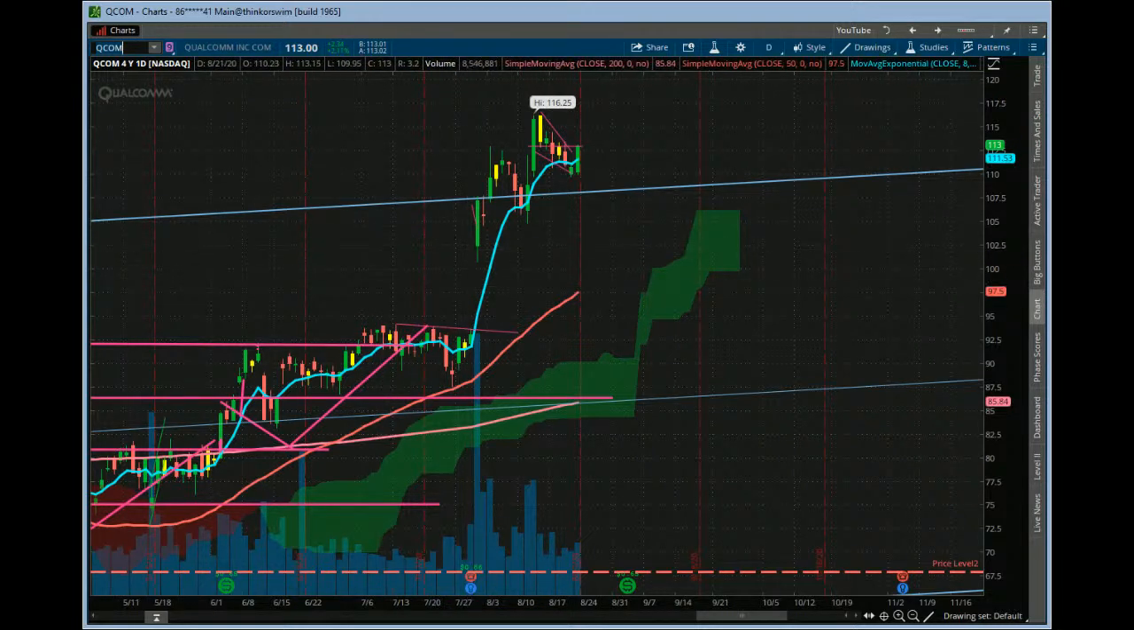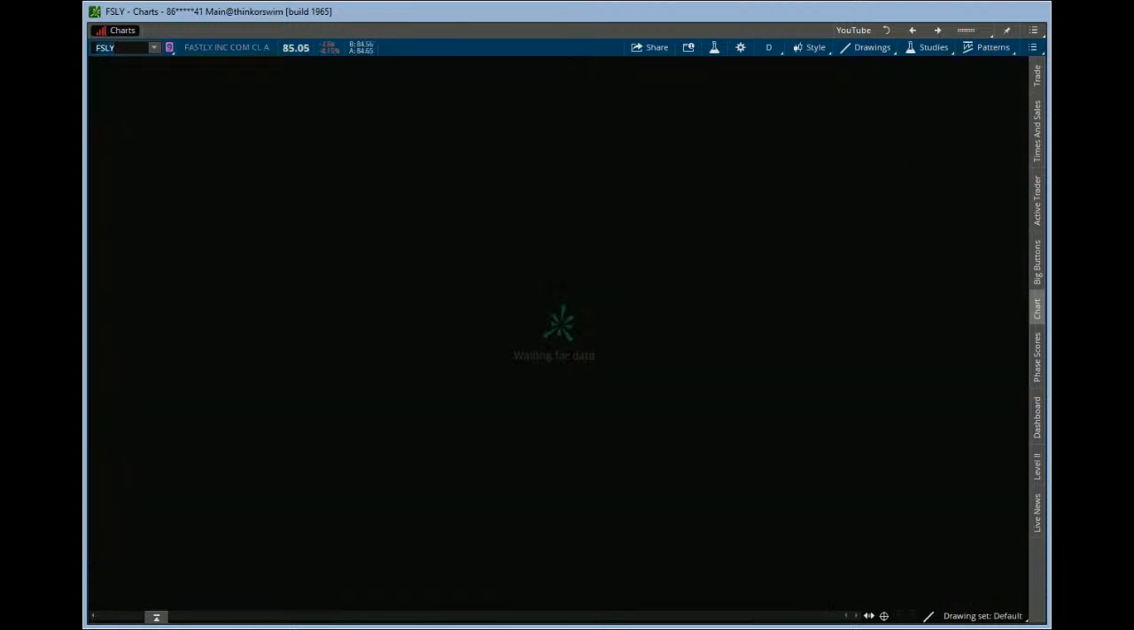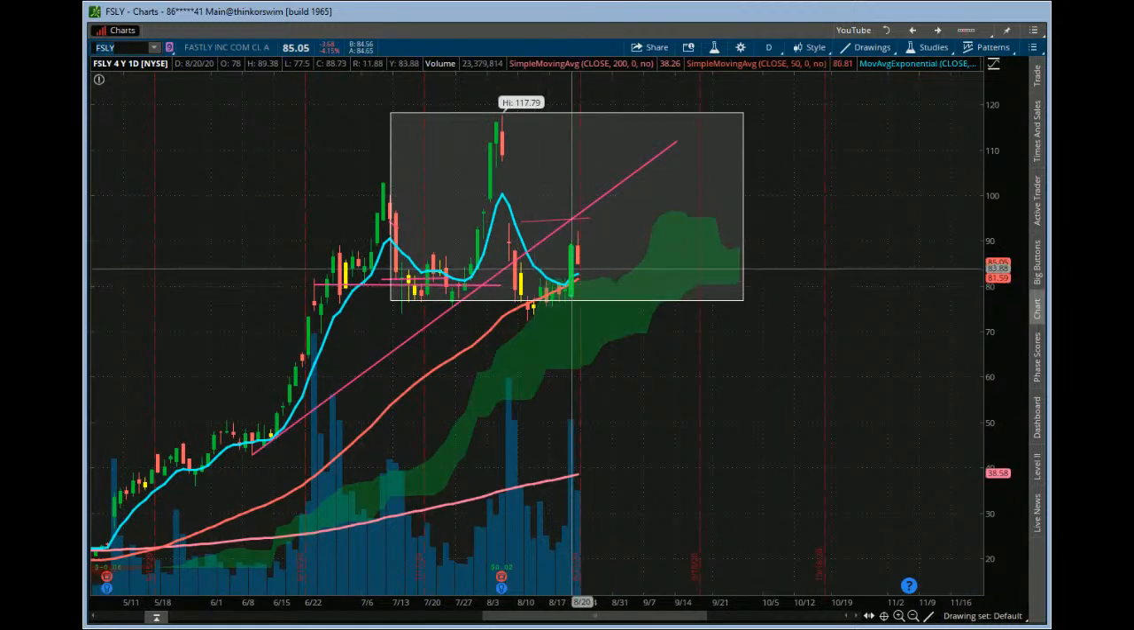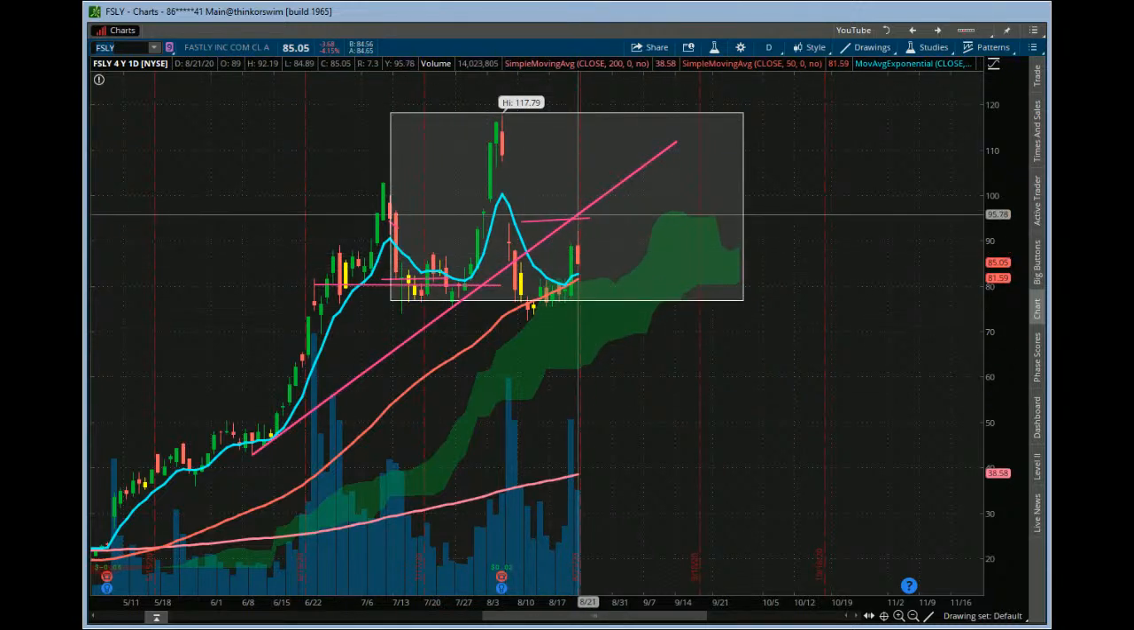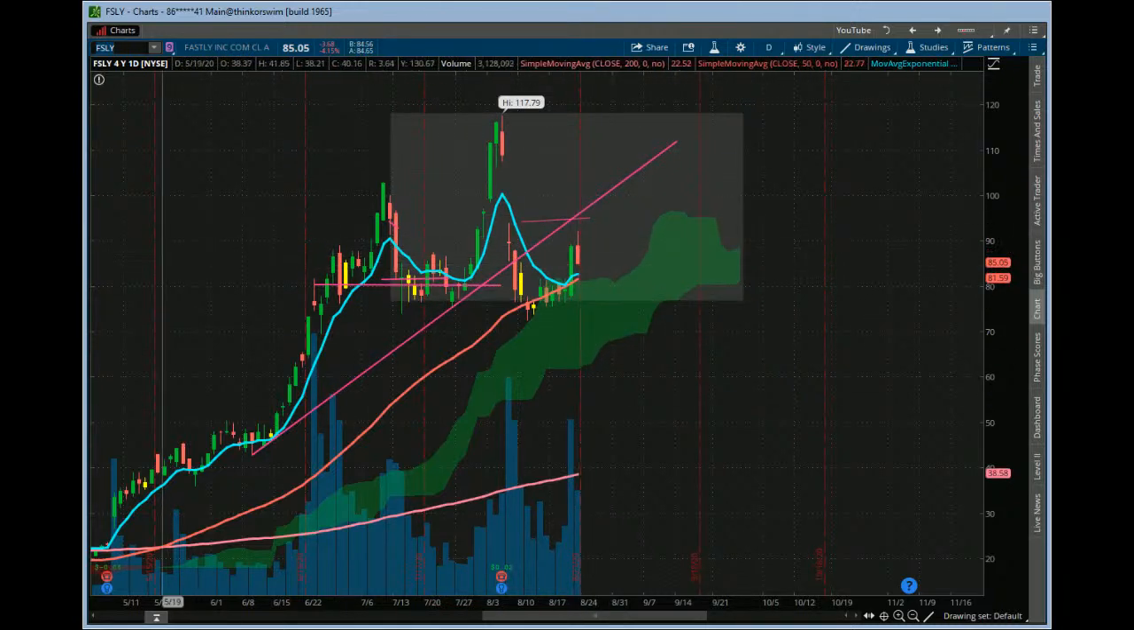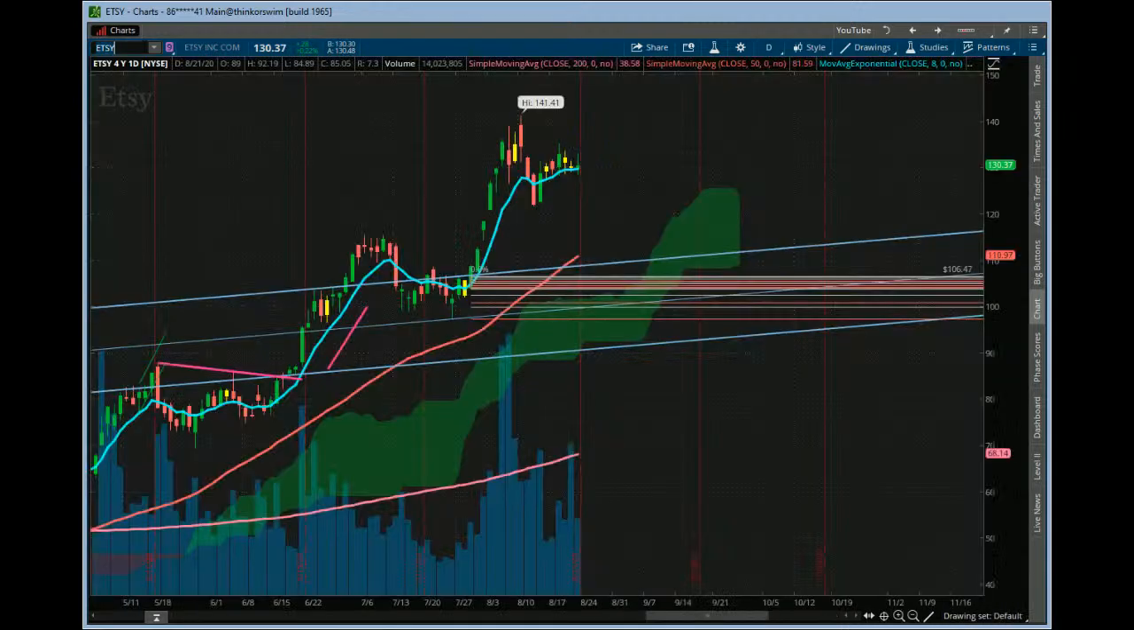Let's take a look at FSLY. That finally decided to make a little bit of a move the other day. Still within this big trend box range right here. It's coming up and retesting this upper trend line. Left you with a nasty upper shadow and a pullback on Friday, but it did have some relative strength on Thursday.